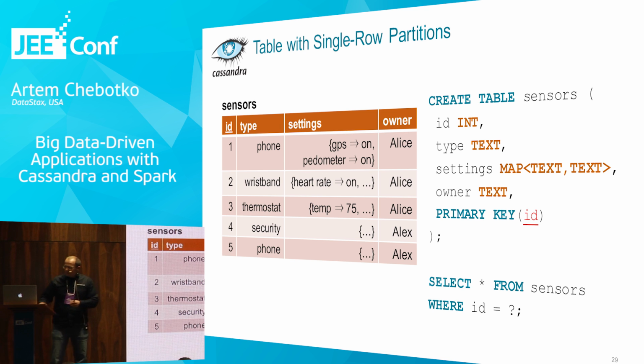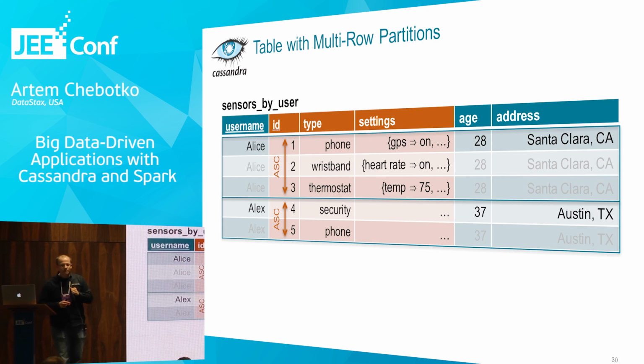Okay, another example, which is still a table with single row partitions, but it no longer looks like a relational table because it has settings, which is a map, right? It's not an atomic column. This table stores information about sensors: their IDs, type, settings. So we have the users table, we have the sensors table. They look pretty similar, and they are queried similarly. But now I'm going to show you a table with multi-row partitions.